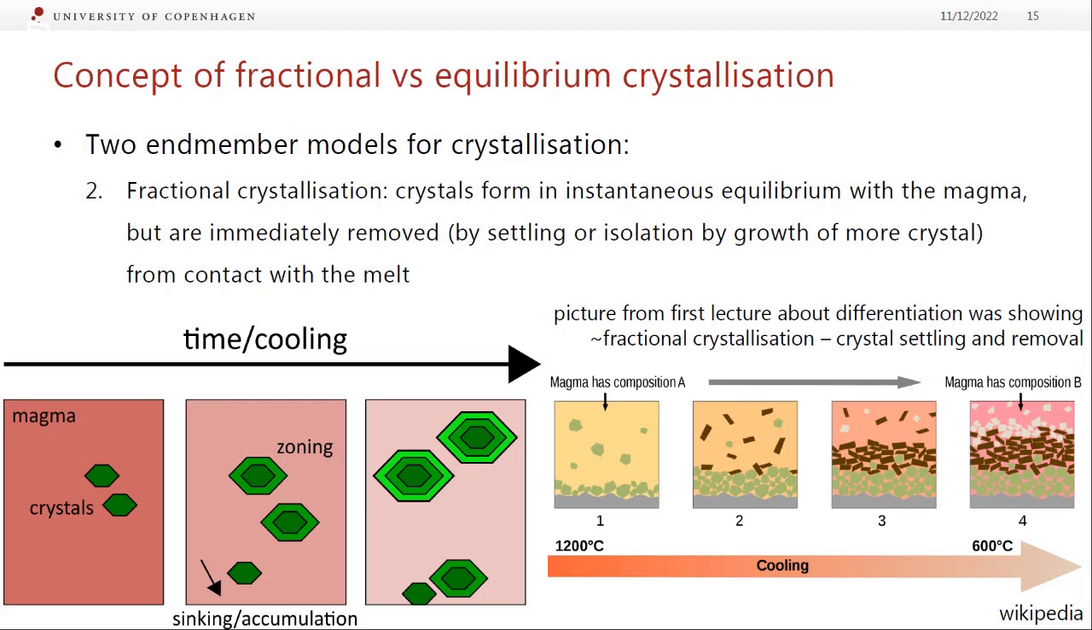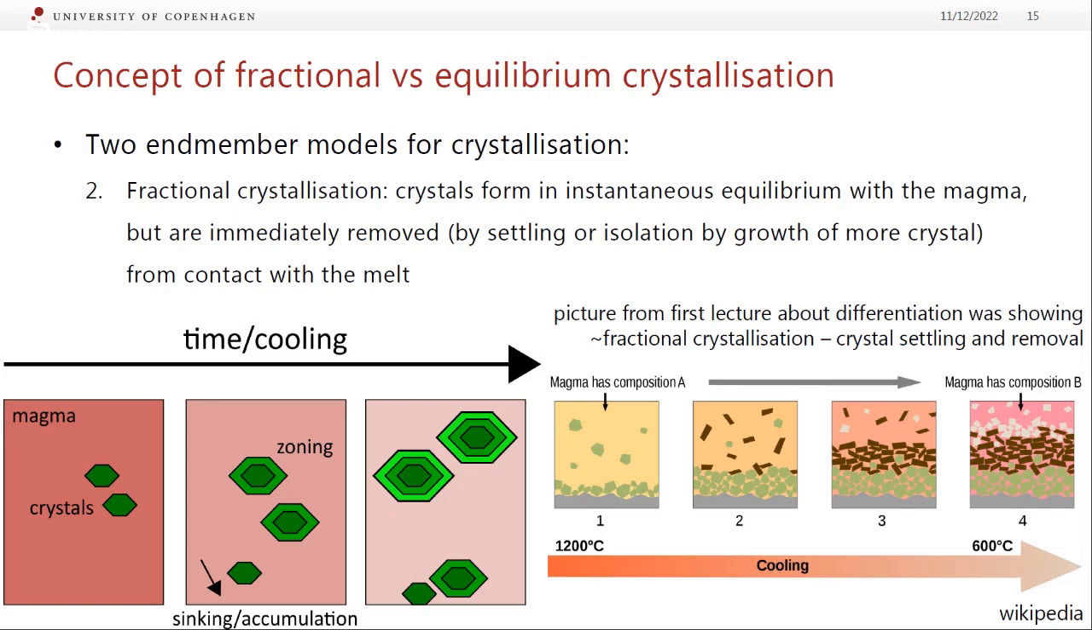The other end member is fractional crystallization. And in fractional crystallization, we think of the crystallization as happening in these tiny, tiny little increments. And every increment, every little stage of crystallization is in equilibrium with the magma at that stage. But as soon as we've formed that little bit of crystal, it is either removed or isolated from the magma. And what do I mean by removed or isolated?